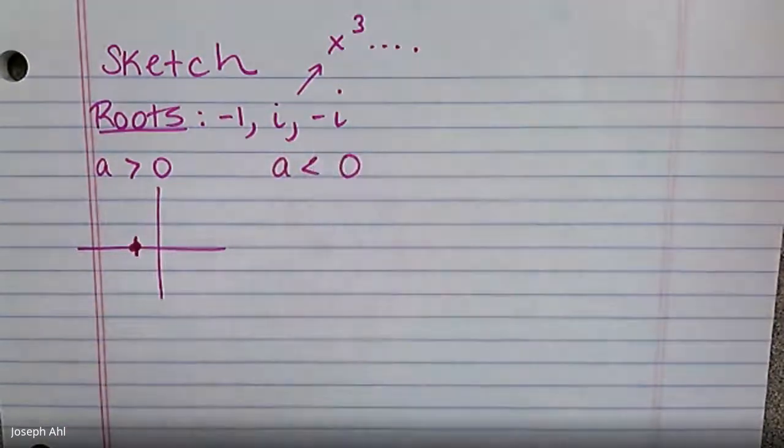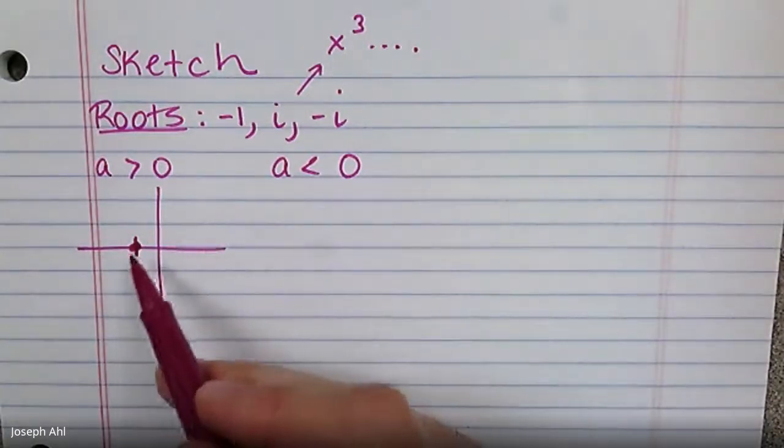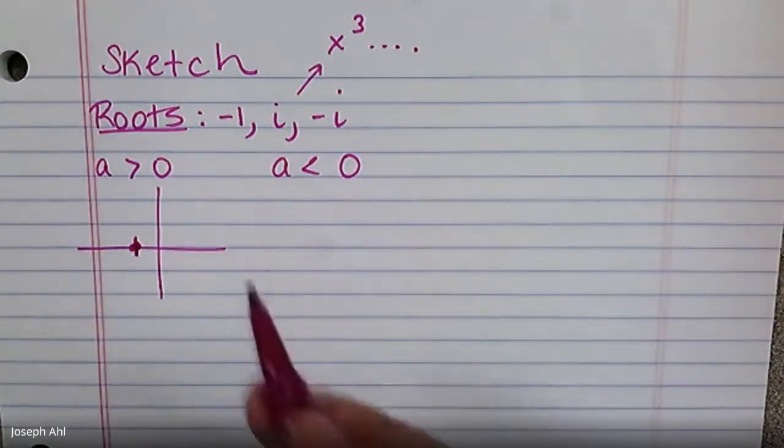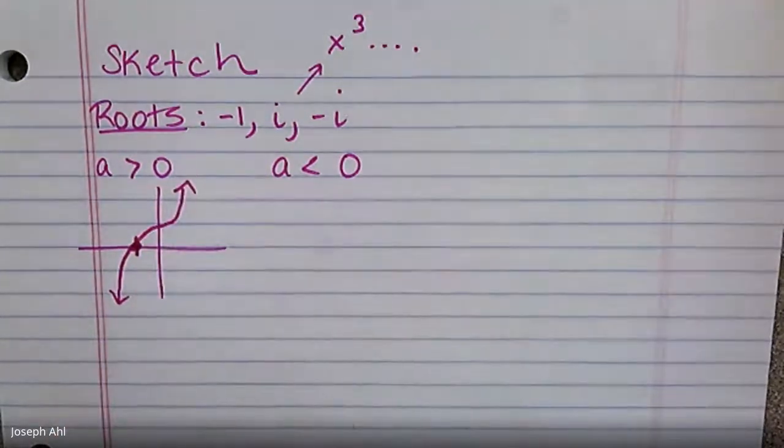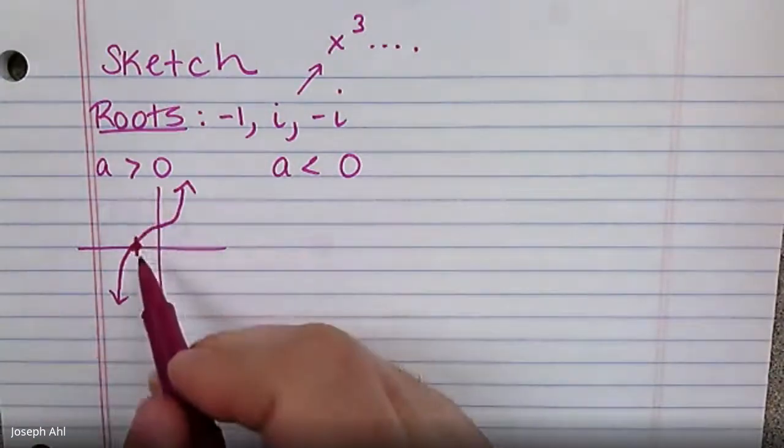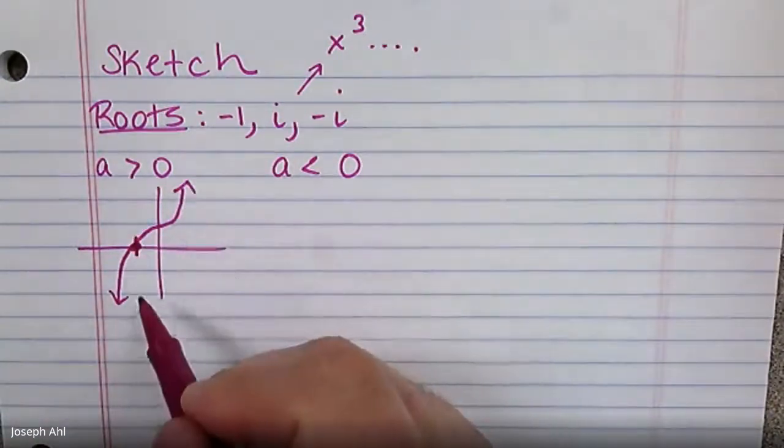But with imaginary roots, we don't quite know what the rest of the graph would look like. I only have enough info to know that we cross the x-axis at -1. So the graph might look something like this. We know that when a is positive, the tail on the right goes up and the tail on the left goes down.